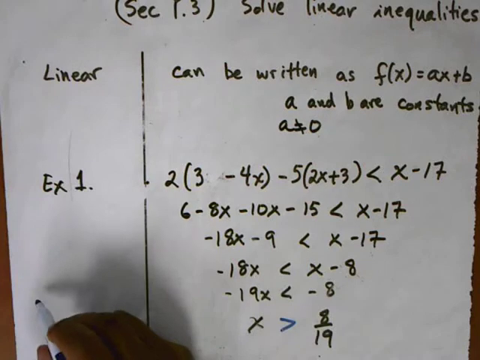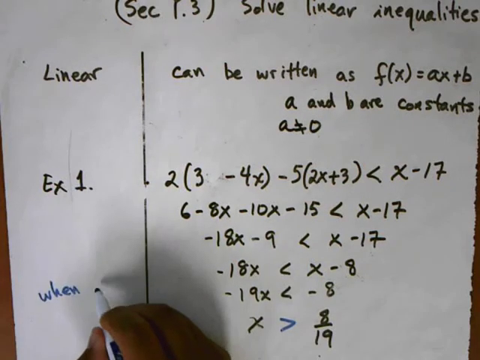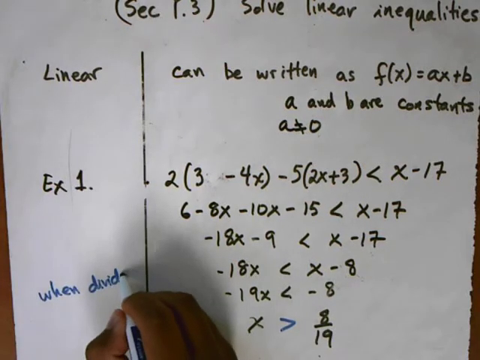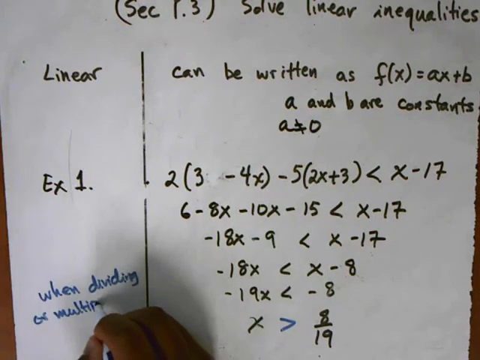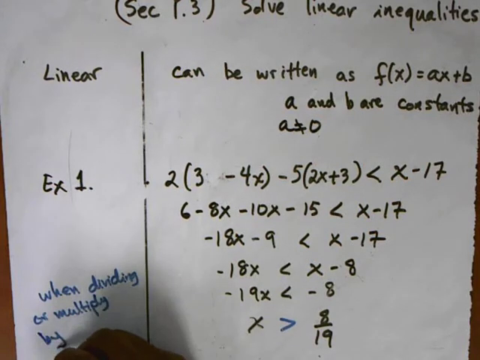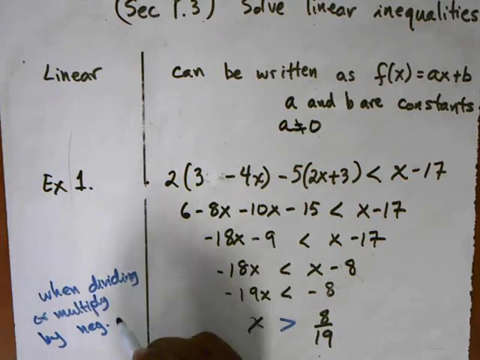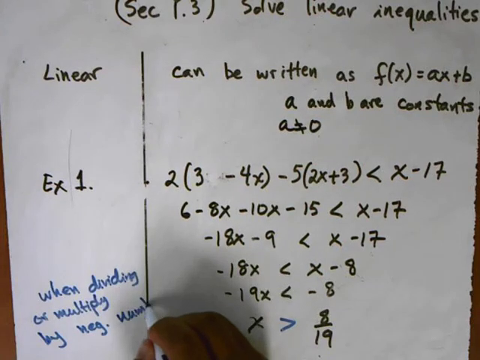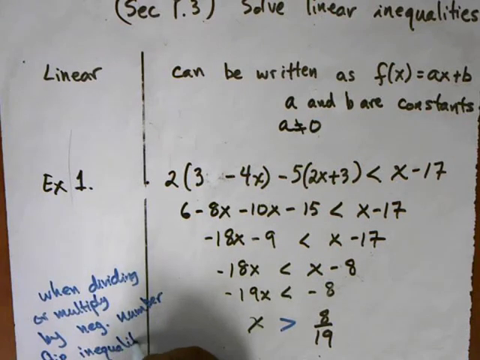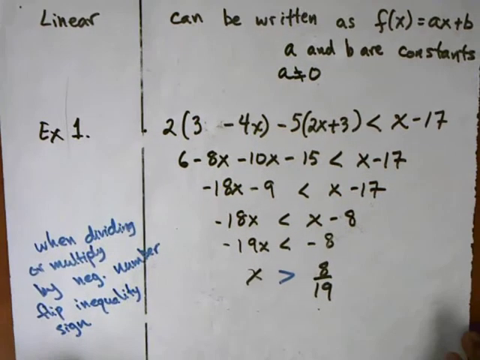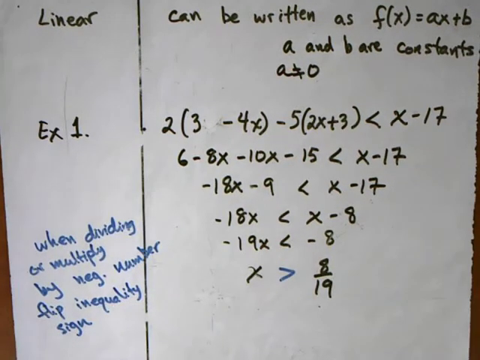So I'll say here, when dividing or multiplying by a negative number, flip the inequality sign. And so our final answer is x is greater than 8 19ths.